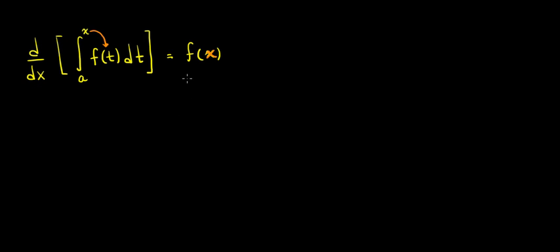Now there is a more general form, and you might be thinking, well, what if you have something crazier than just x, and what if you have something a little bit more involved than just a constant? So for example, what if we were to have something that looks like this?